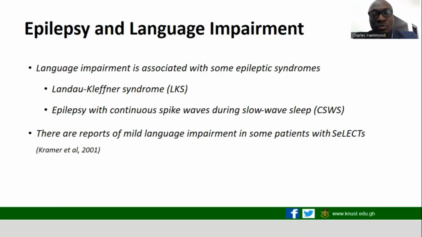That makes us sometimes think that it is a whole spectrum, and that Landau-Kleffner syndrome and self-limiting epilepsy with central temporal spikes, previously benign Rolandic epilepsy, are probably on the same spectrum, with one being on the milder end of the spectrum and the other being at the severe end.